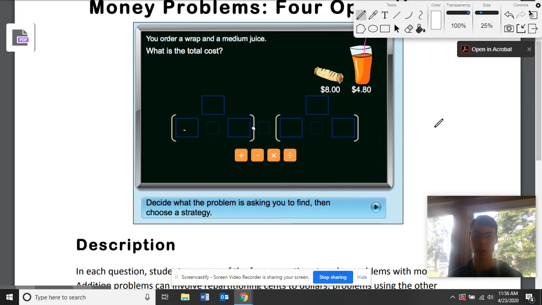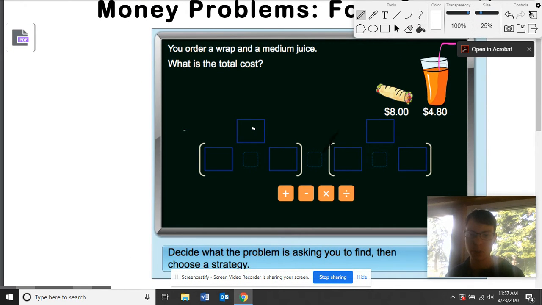In this lesson, we're going to be exploring how to choose what operation to use when attacking word problems dealing with money. So in this problem, it says you order a wrap and a medium juice. Okay, so what operation are we going to use? You have to use a little bit of critical thinking here. So if you have a wrap and a medium juice, what operation? You're simply adding those together. So we are going to be using the adding operation.